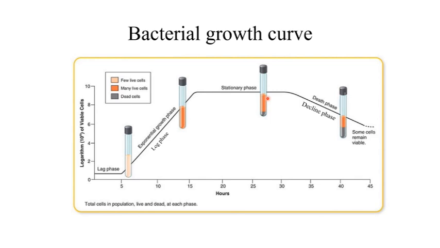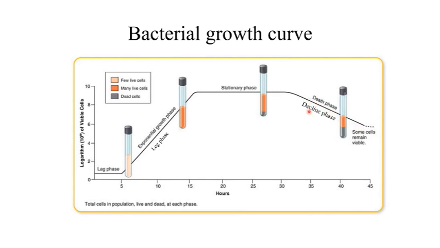And after the stationary phase, this is the decline phase. Here you can see the viable count will be declining, and the rate of newly formed bacteria will become less, and the death of the bacteria will become more. So the viable count is declining in this decline phase, which is also called the death phase.